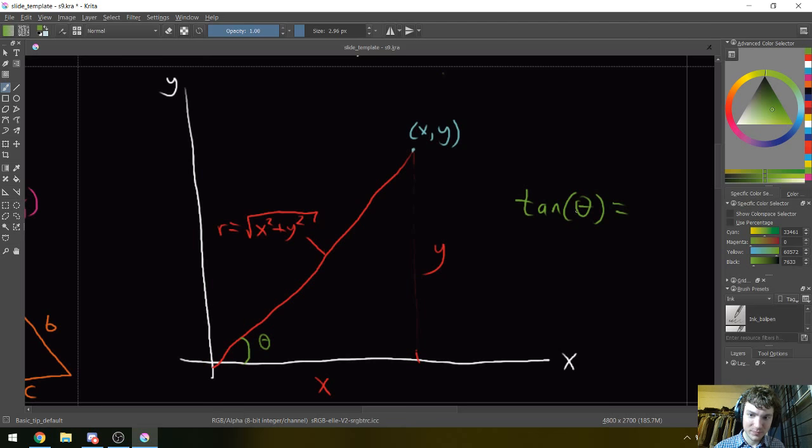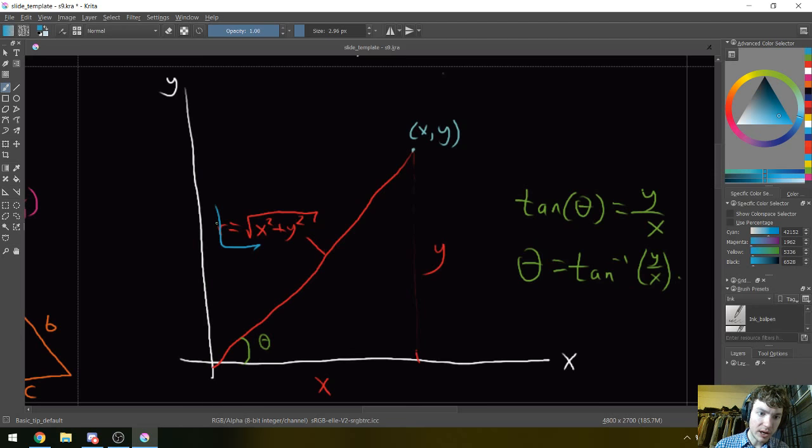SOHCAHTOA for the win. That would be y over x. Good, y over x. So assuming theta is in the first quadrant, that means we can use this inverse tangent function. So theta is tangent inverse of y over x. If it's in a different quadrant, we have to worry about signs, but let's not worry about that for a moment.